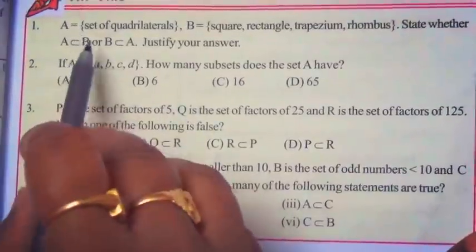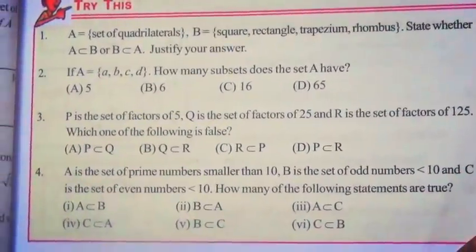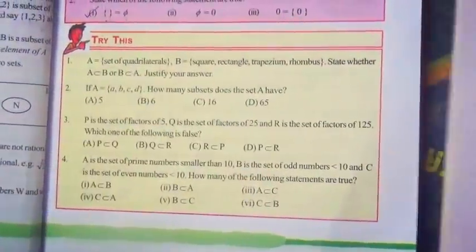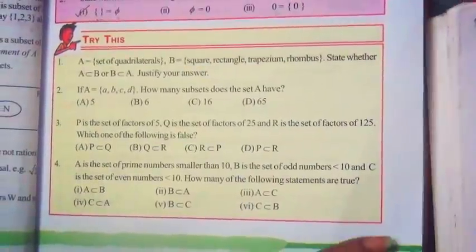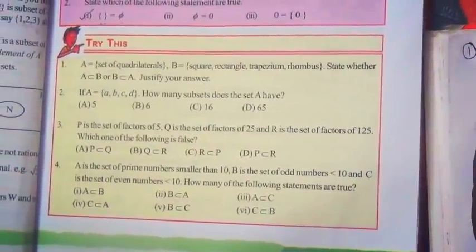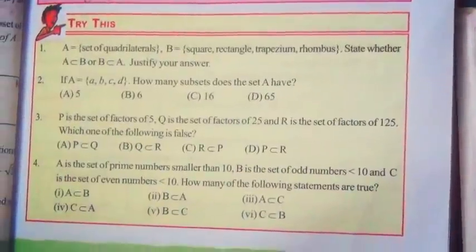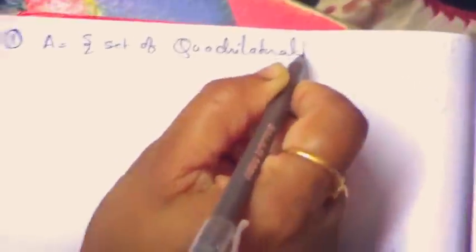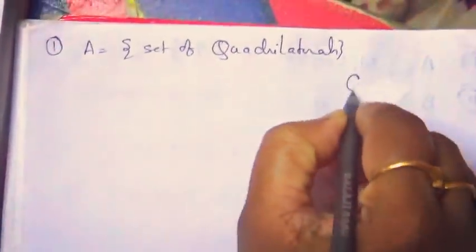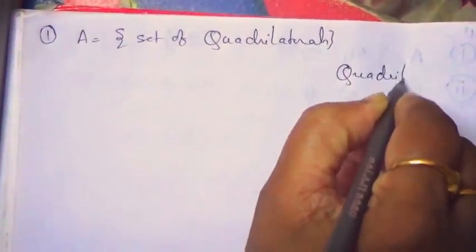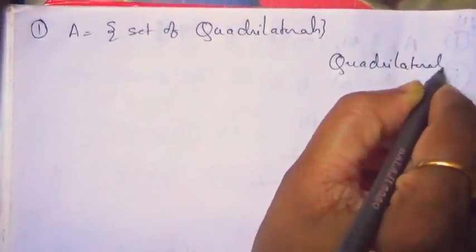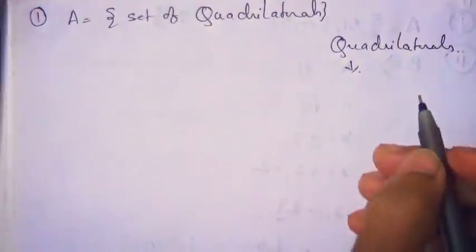Okay students, now try this. In this Try This, the first problem, just look here. A is the set of quadrilaterals. What do you mean by quadrilaterals? The set of quadrilaterals, right? So A is equal to the set of quadrilaterals. Quadrilateral means the figures which have 4 sides.